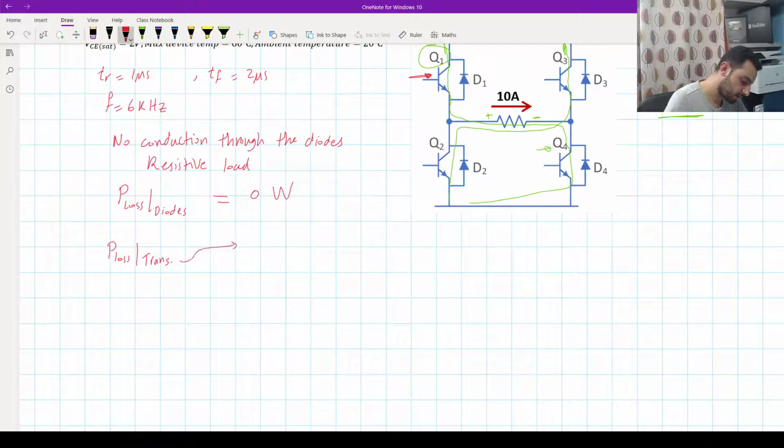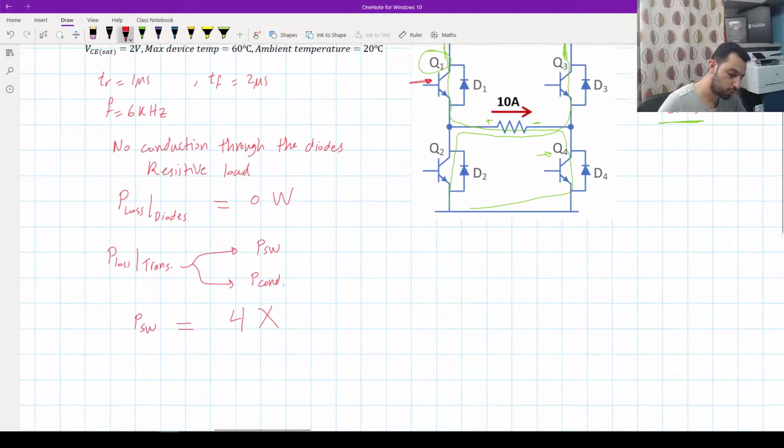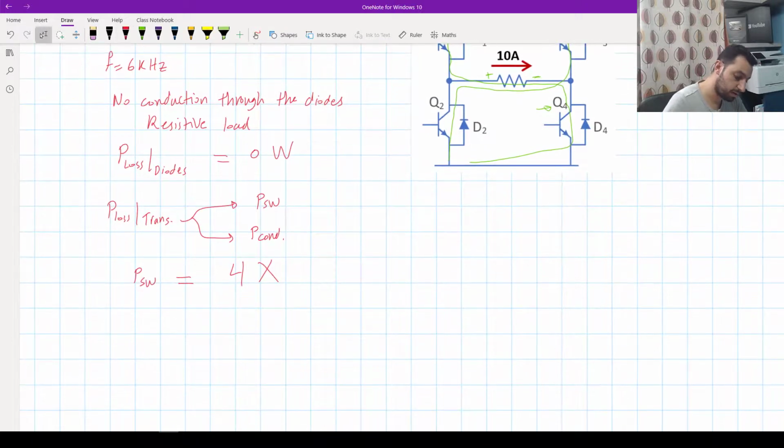Okay, and that means the switching losses and also the conduction losses. So what is the switching losses now? We have 4 transistors, so I will multiply it by 4. This is for 4 transistors times, okay, for each one we have resistive load. That means we divided by 6.